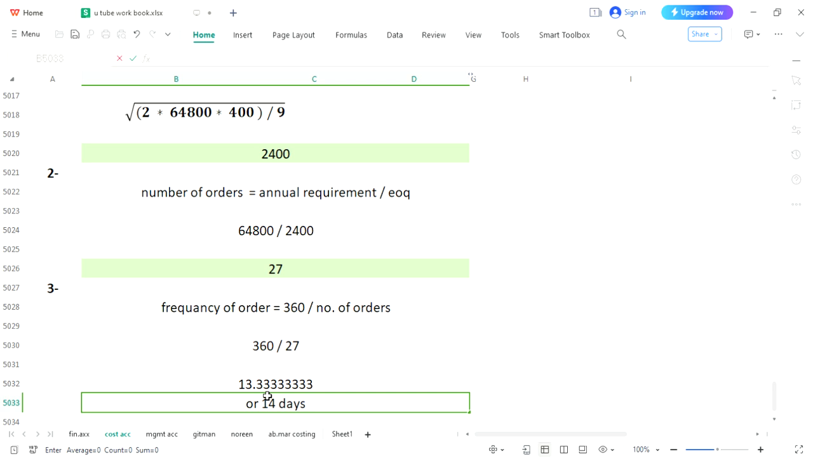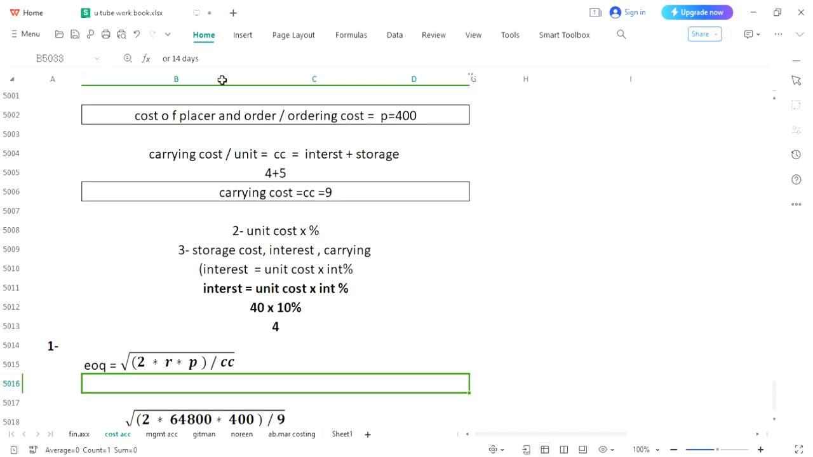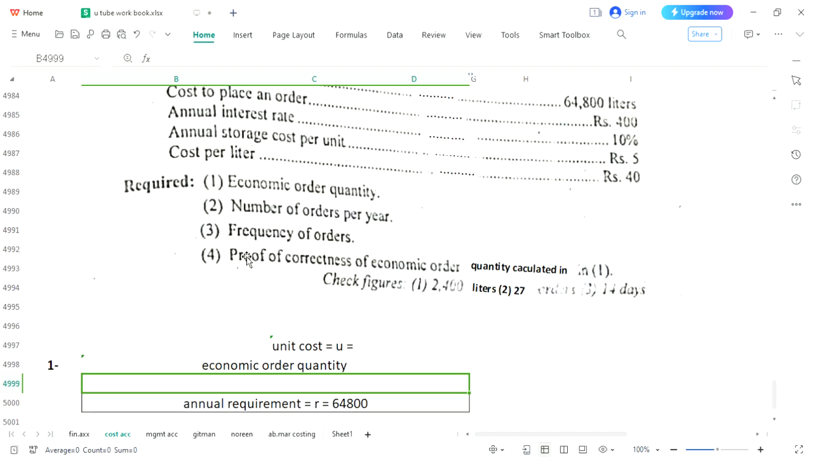So guys, in this way we have completed our third answer, and as you can see we have fourth requirement, which is proof. So we are now going to prove it, whether our economic order quantity is correct or wrong. Though our answers are matched, but this is very interesting figure. 2400 is economic order quantity, which is showing that it's most economical number of units to be ordered. Please note it down, most economical number of units to be ordered.